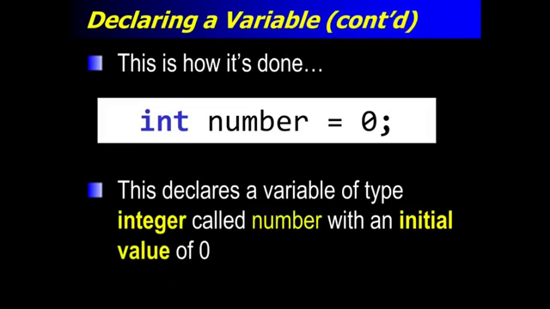Okay, here's an example. The data type, int. Programmers are lazy, so they didn't want to write the whole word integer, so they just shortened it to int. Number, that's the name of it, equals 0, semicolon. Semicolon, remember, ends the line of code. From this point forward in your code, you have a variable called number that you can do whatever you want with. Okay?